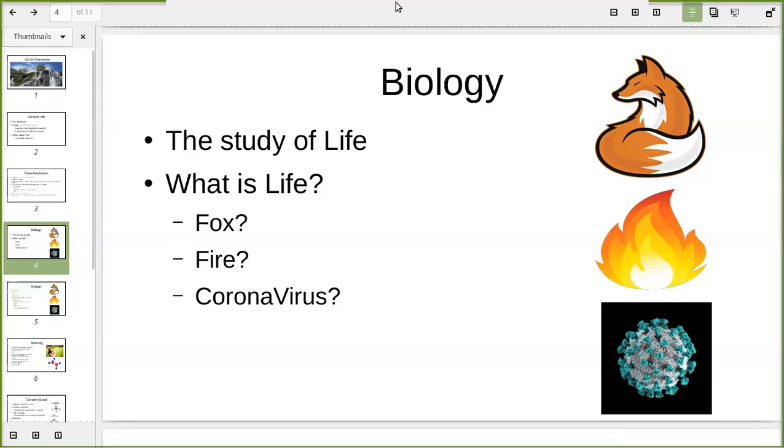By the way, if you want to find your chat window, most of you have this control bar. Hopefully you can see the control bar that I'm pointing to. You click more, you click chat, and then that should give you the chat window. So if you want to pull up the chat window, you could do it that way. But does anybody have suggestions or ideas? How would you define life?